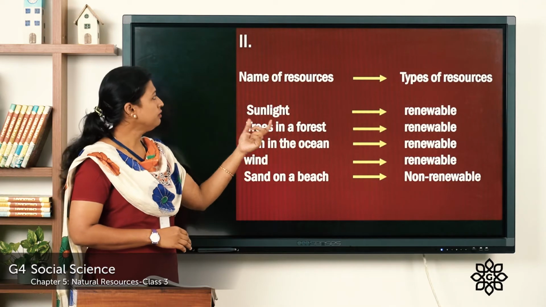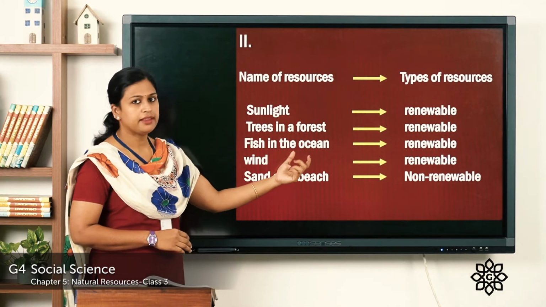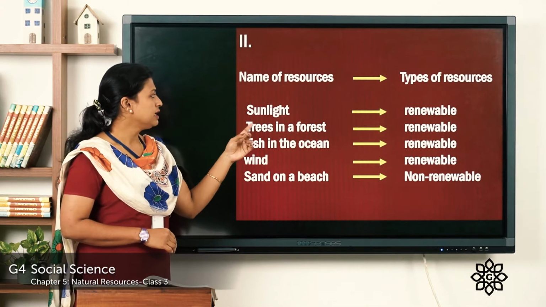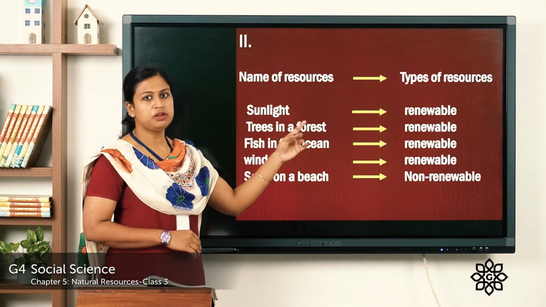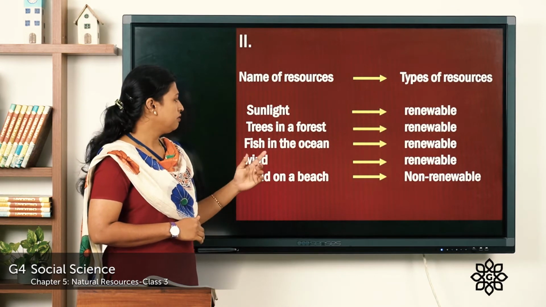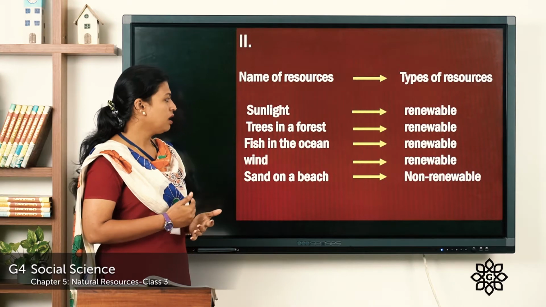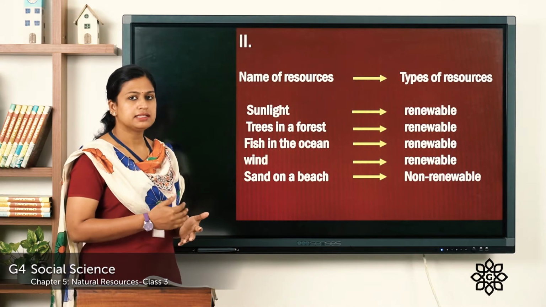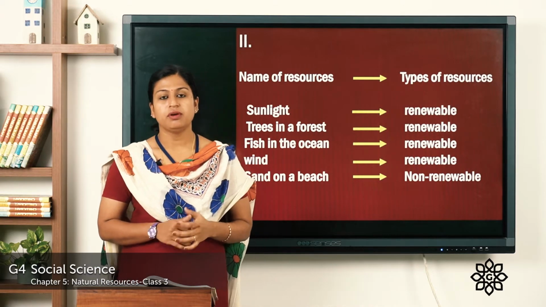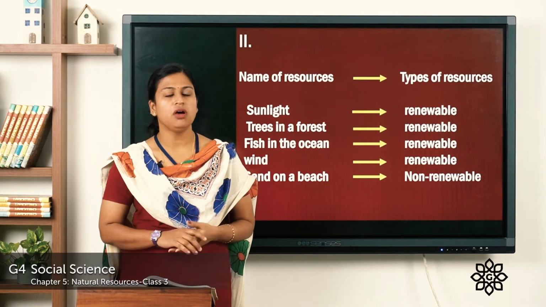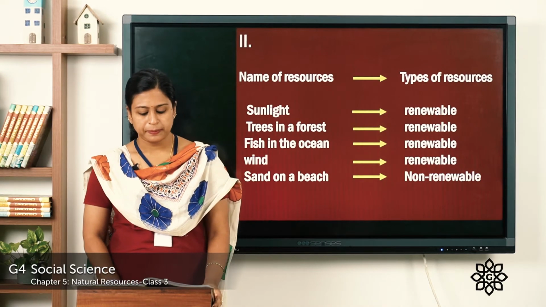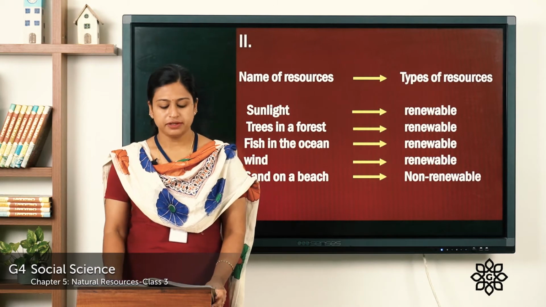Third column we have name of resources and the fourth column is types of resources. First one, sunlight. It is renewable resource. Trees in a forest, renewable resource. Fish in the ocean, renewable. Wind, renewable. Sand on a beach, non-renewable resource. You have to write all the exercise in your notebook with proper date and chapter number. I hope you all have written it.